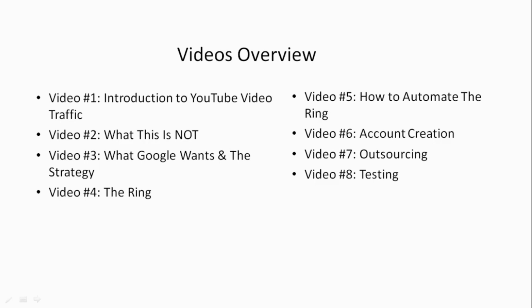Video number 3, we'll talk about what Google wants and the strategy. And then of course, we'll dive into the strategy in video number 4, which is the ring. And we'll talk about how to automate the ring in video number 5. Video number 6, we'll talk about how to create accounts so that they don't get banned, so they last long term. And video number 7, we'll talk about outsourcing, all that, because yes, it definitely is a tedious process, but once it's set up, it can really help you rank really well. And of course, video number 8, we'll talk about how to test it out, how to make sure it works, what things to watch out for.